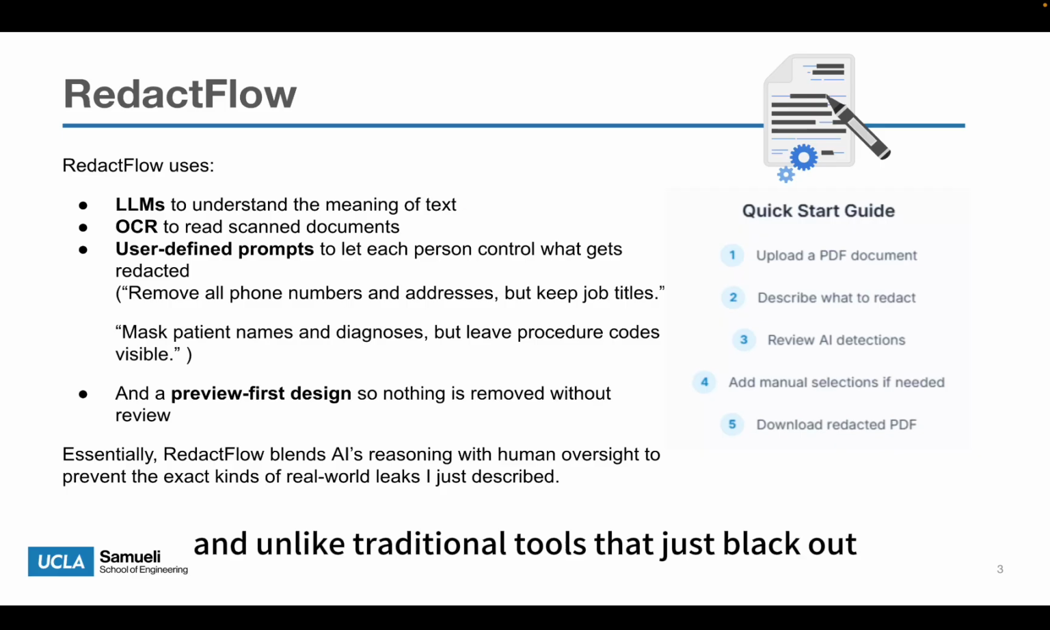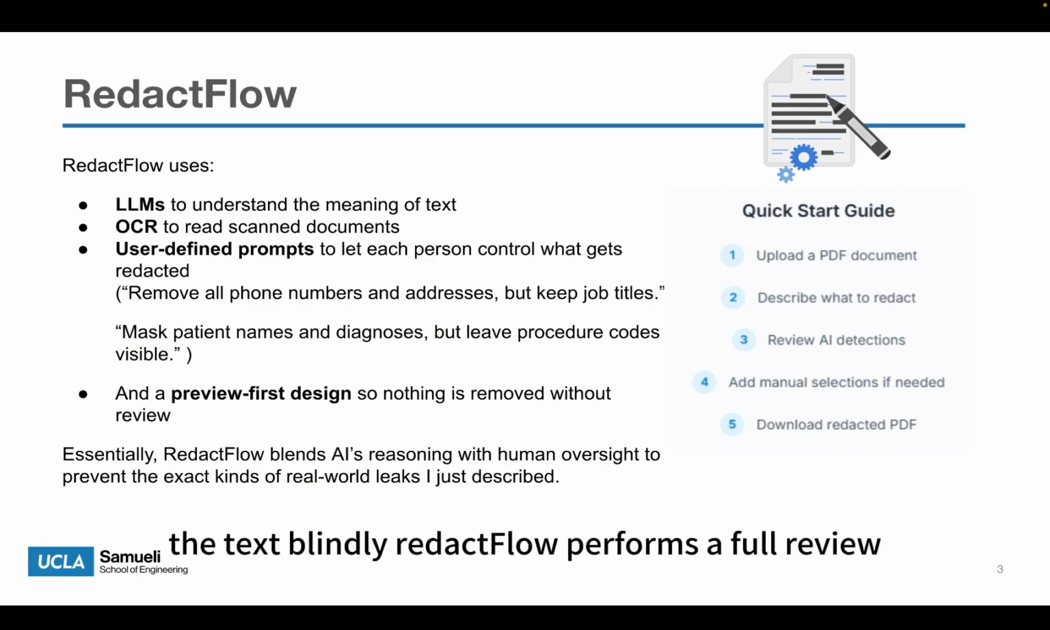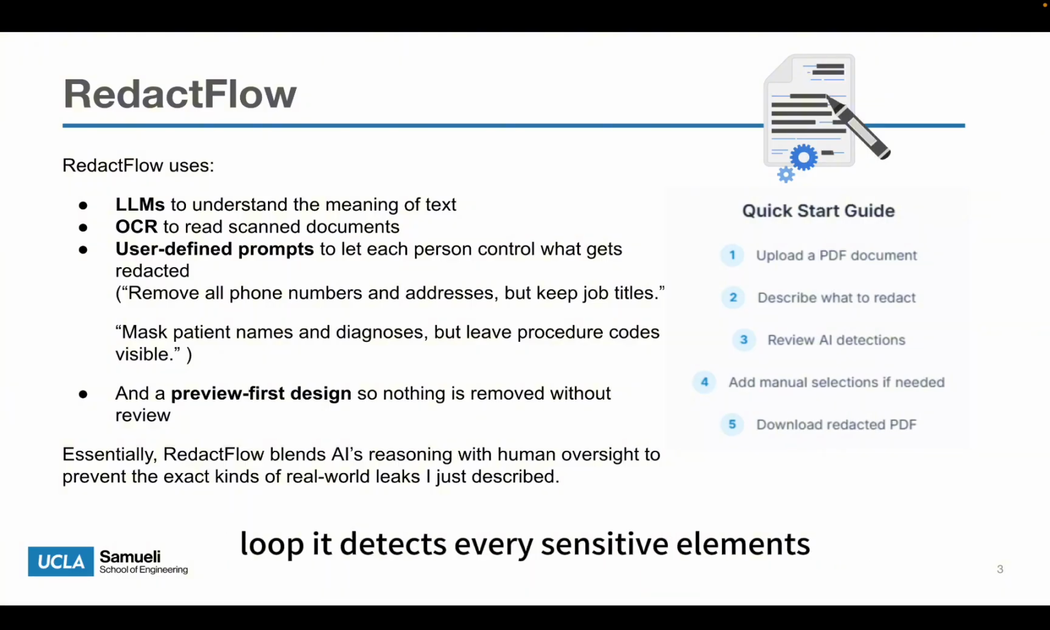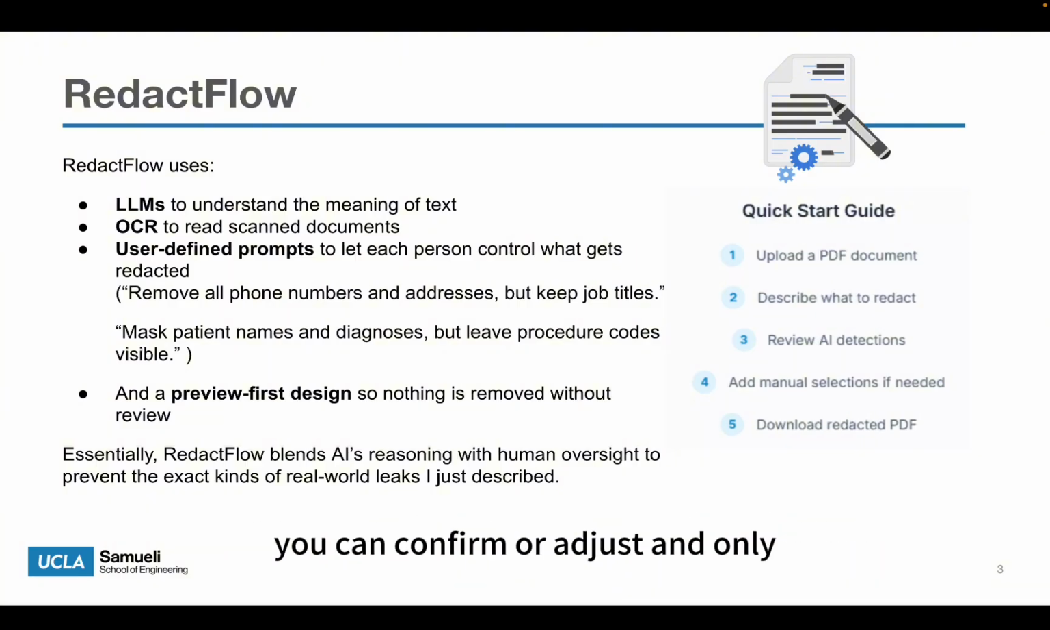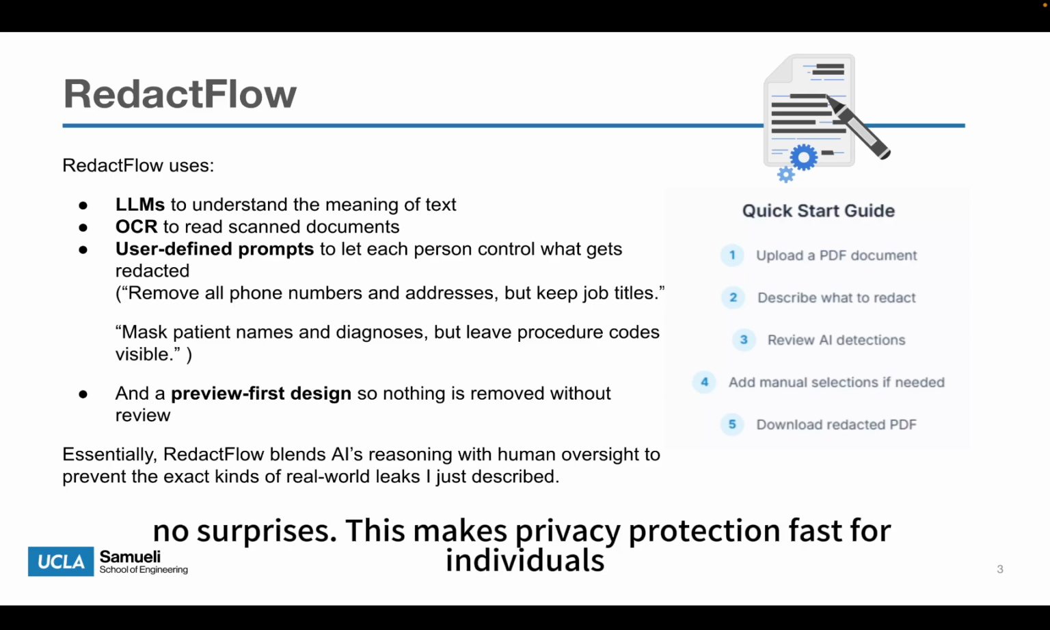And unlike traditional tools that just black out the text blindly, RedactFlow performs a full review loop. It detects every sensitive element it finds using both rule-based and AI-based understanding. It shows you exactly what it found, and with highlights and explanations, you can confirm or adjust, and only then it applies the clean process and context-aware redactions. And there's no leak, no surprise.